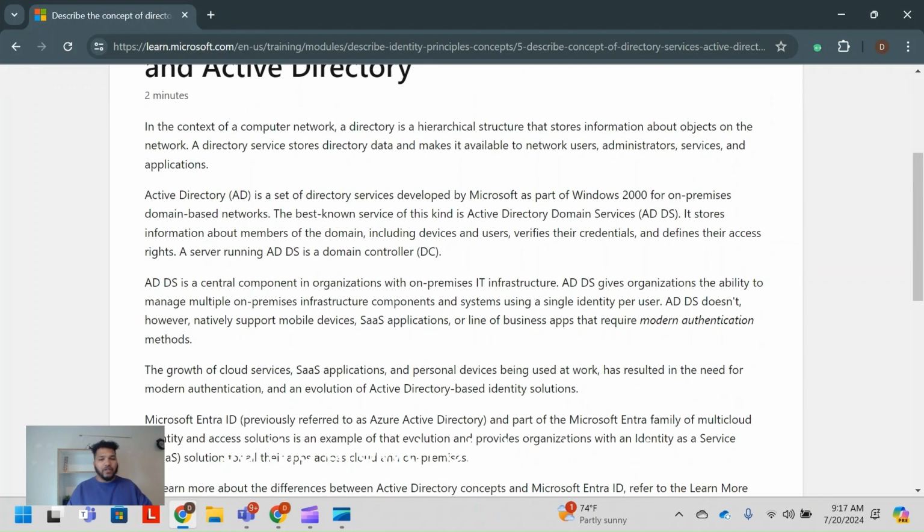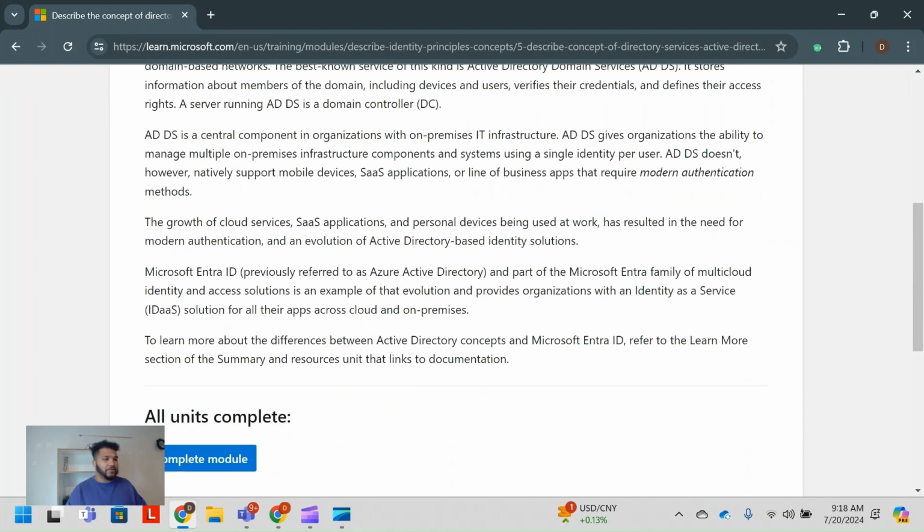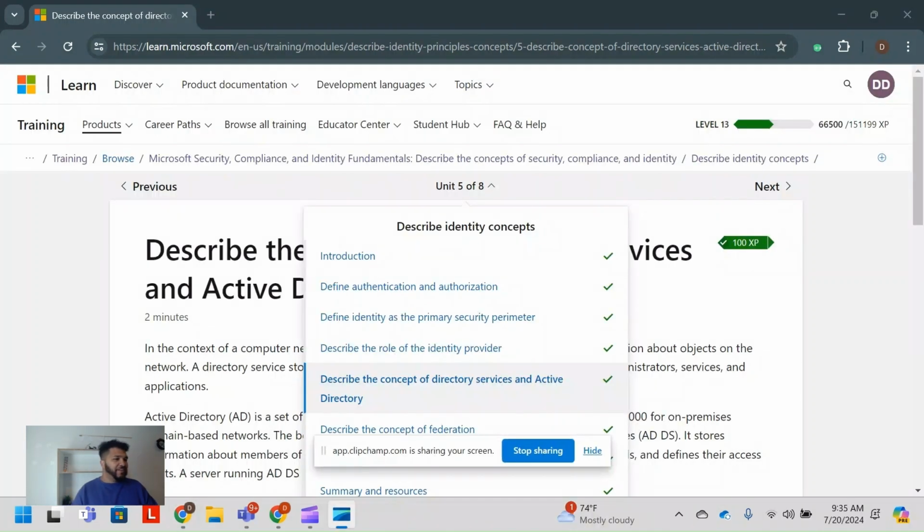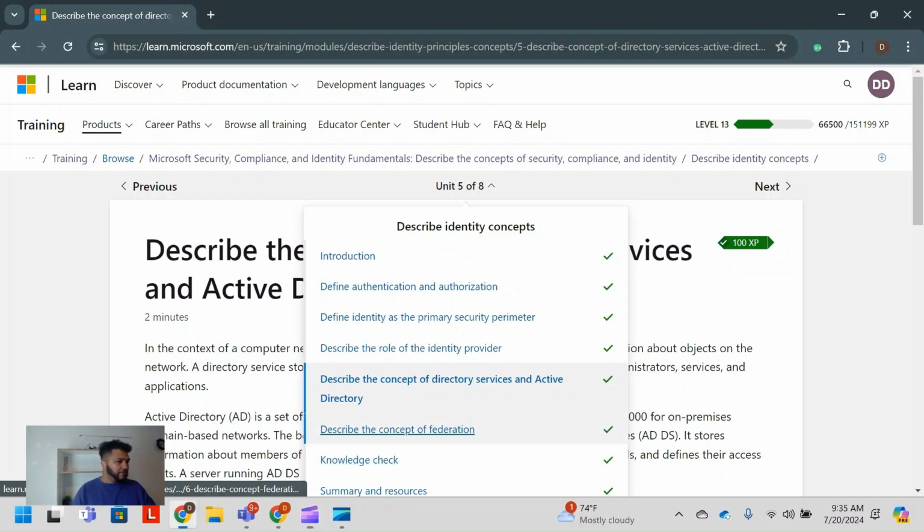So the growth of cloud services, SaaS applications, and personal devices being used at work resulted in the need for modern authentication. So let's dive into the next section. All right, guys, let's dive into the next section. We're going to go into the concept of federation.